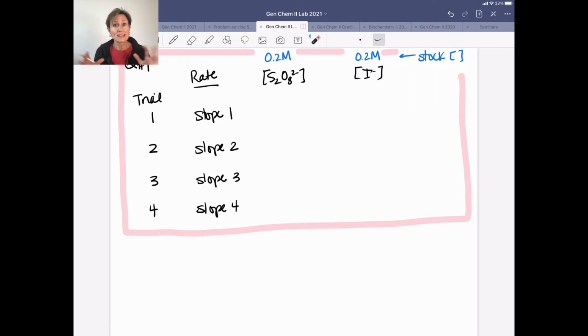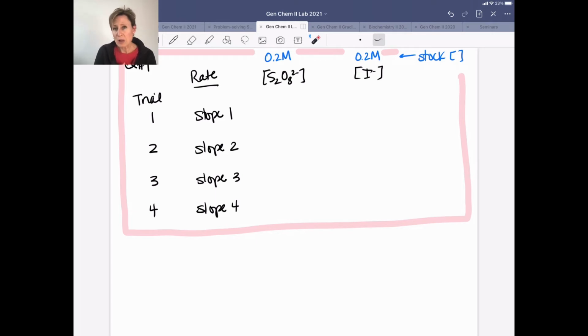All right, so this is how we create this table of data that you're going to be using for your method of initial rates analysis. All right, so 4 trials. You only performed one of those trials, and you're getting data from me that's going to be representative of what the entire class did. So everybody's going to be analyzing the same data set.